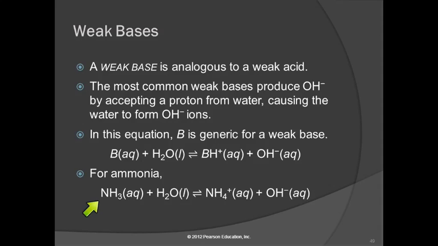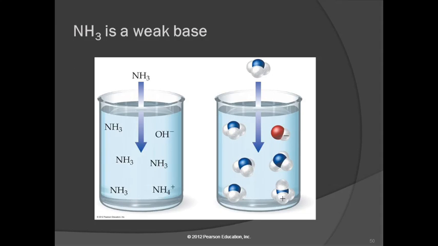This is what ammonia does. Ammonia accepts a proton from water and becomes NH4 plus. But this is in equilibrium, and most of it is still NH3. Only some of it is ammonium. And so that's why it's a weak base and not a strong base. It does not ionize completely. So when we see ammonia in water, there are a number of ammonia molecules and a few ions. That's a weak base.